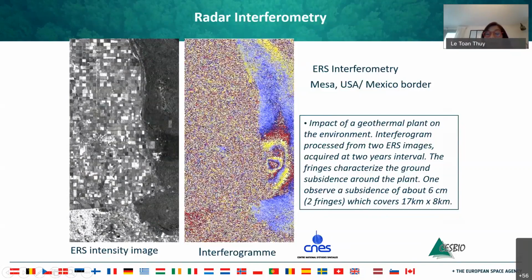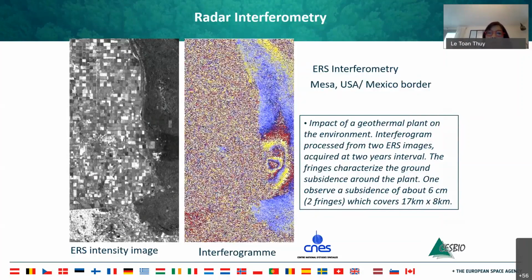And so here in the Mexico part, there are fringes that show the ground subsidence around the plant. The subsidence is about 6 centimeters, covering 17 by 8 kilometers. So it's something that we cannot do with our eyes, something we cannot do with a single image. And here we get a different kind of information. And then during the week, you will hear a lot about interferometry and SAR.